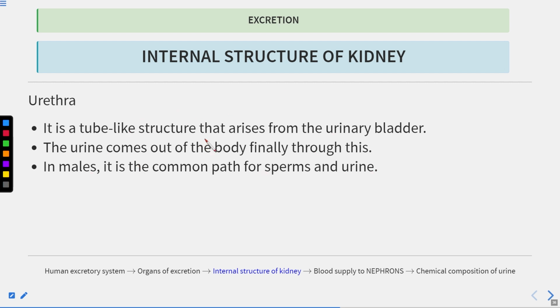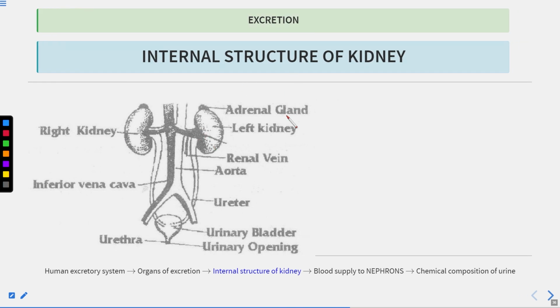Now, this is an image showing you the human excretory system. In it you can see there is a pair of kidneys. One is the right kidney, another one is the left kidney, and there is a gland known as the adrenal gland, which is present above the kidneys.